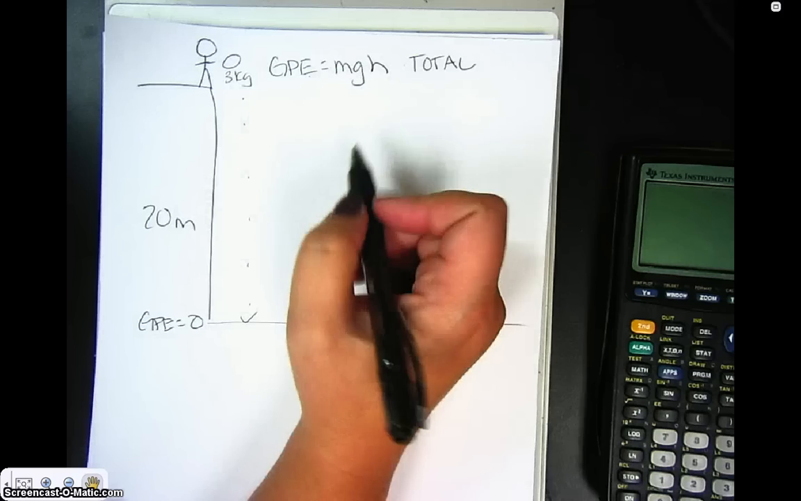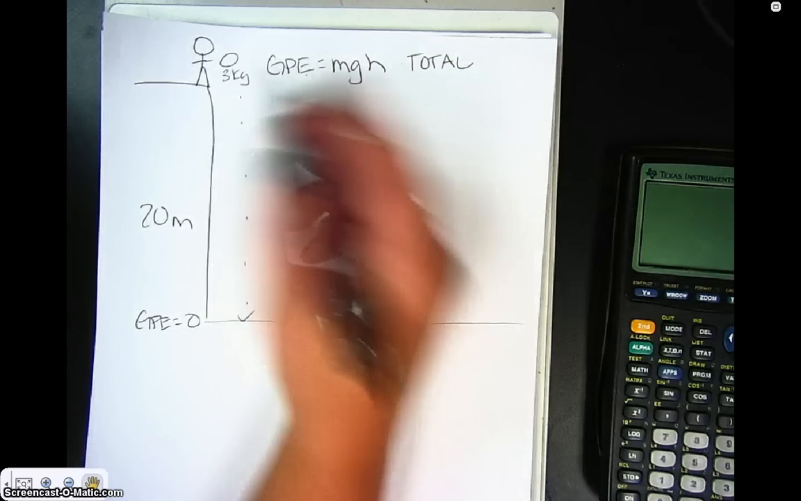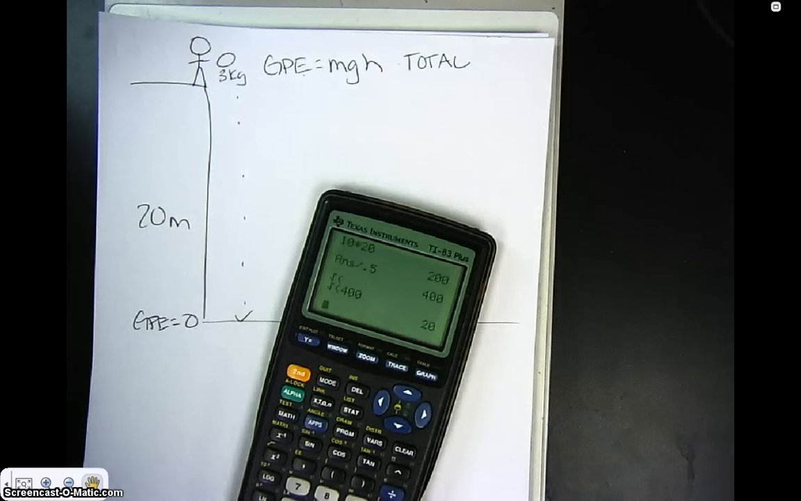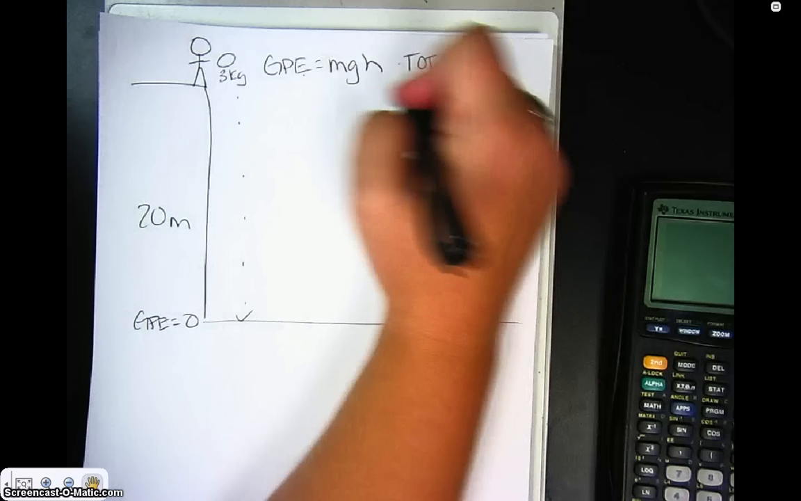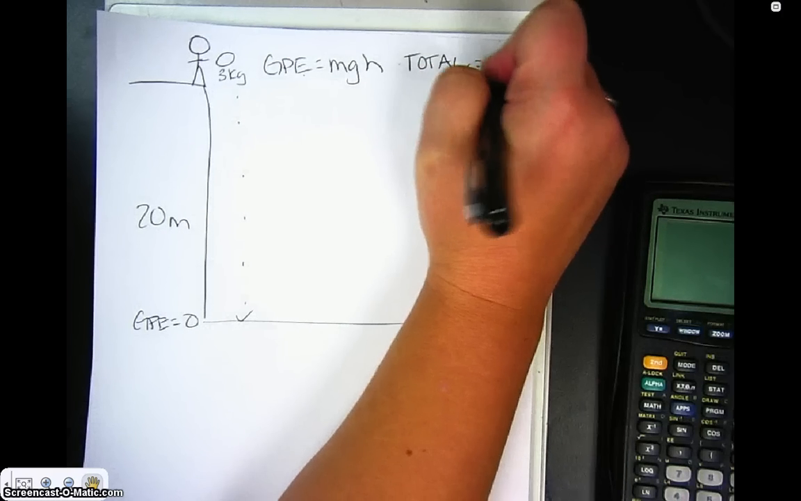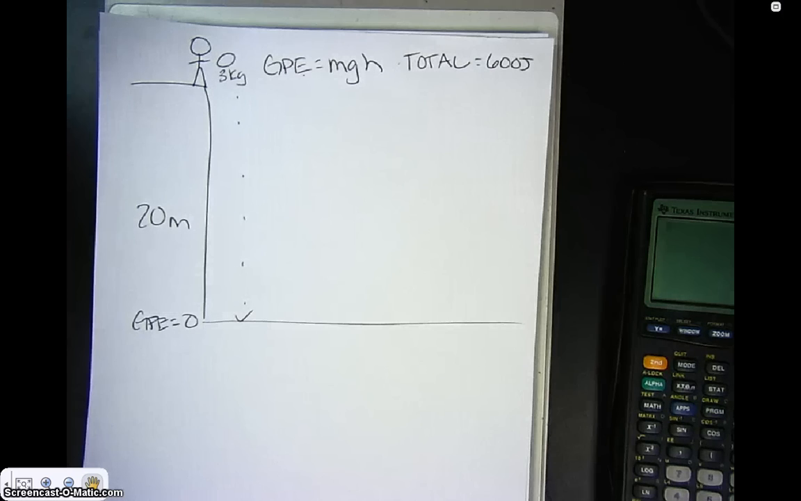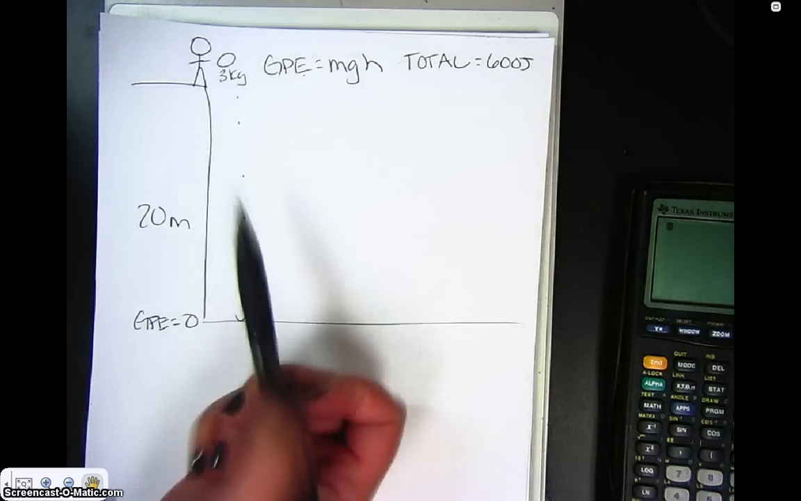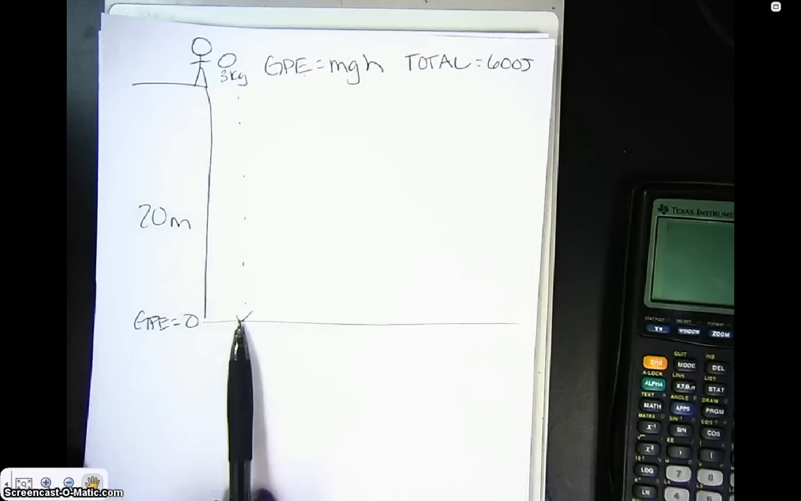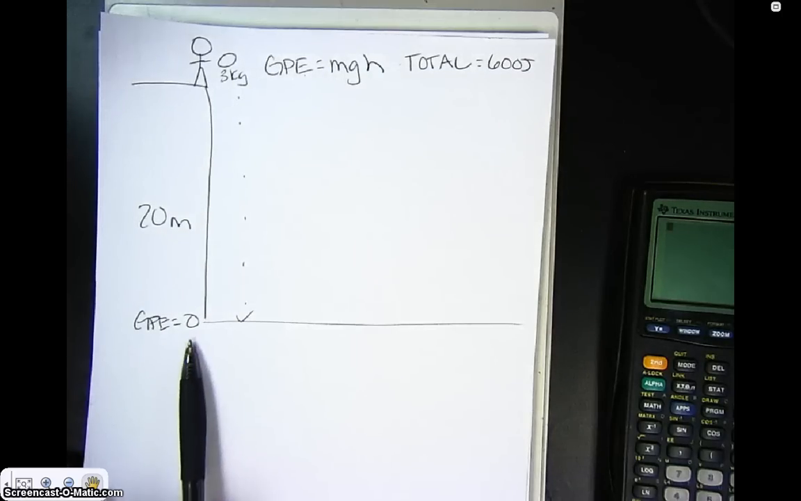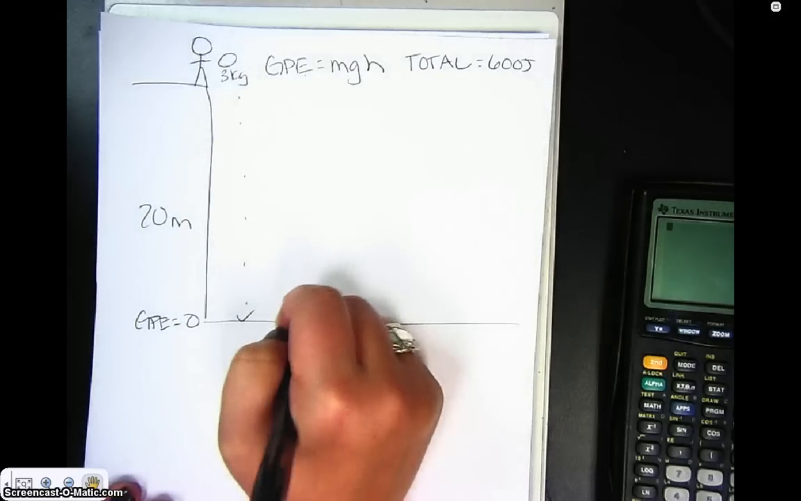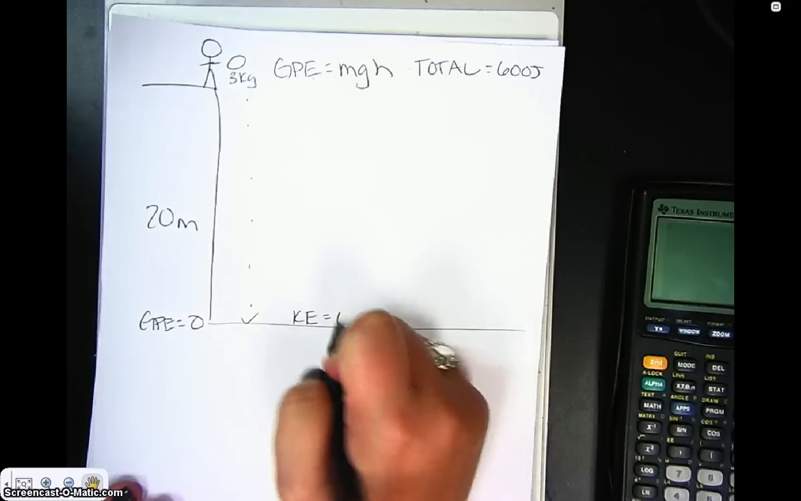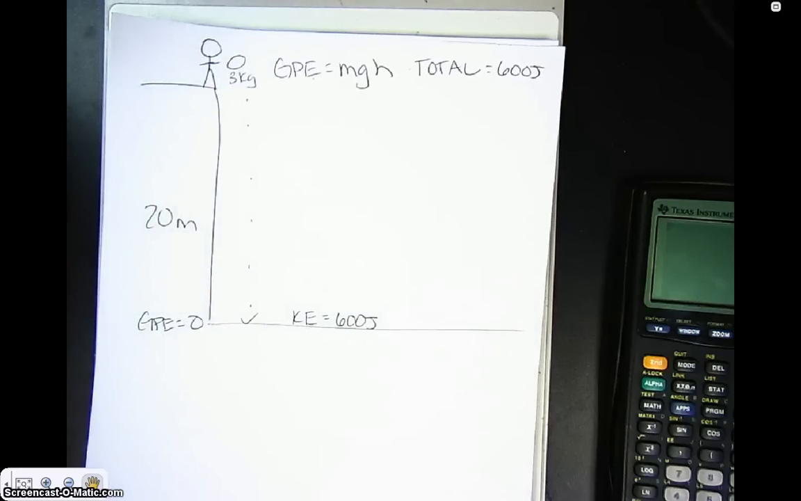So up here at the top, let me calculate it out. I have 3 times 20 times 10, that's 600. So at the top, I have a total of 600 joules. That's the total energy in the system. If I release this ball and it falls down to the ground, and at the ground it has 0 height, therefore 0 gravitational potential energy, that means all of that energy has become kinetic energy. So at the bottom, this object has 600 joules of energy.